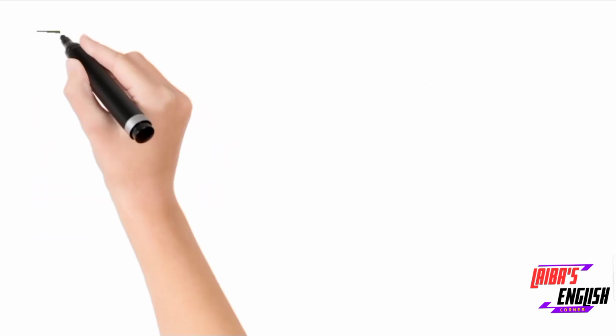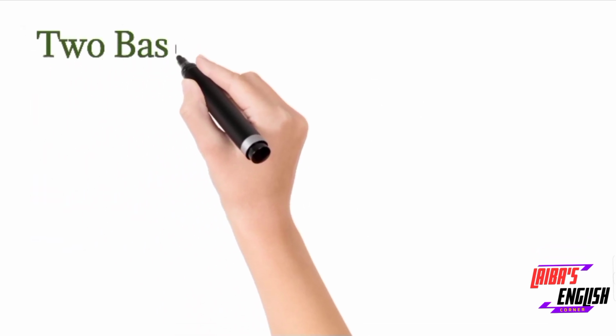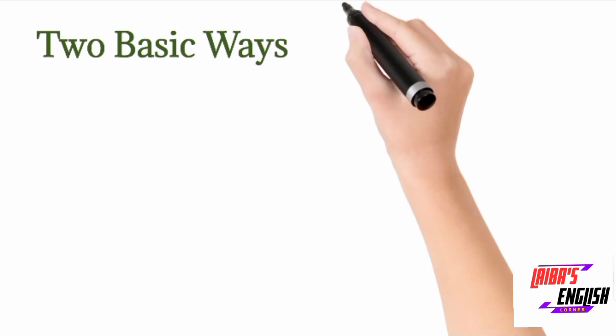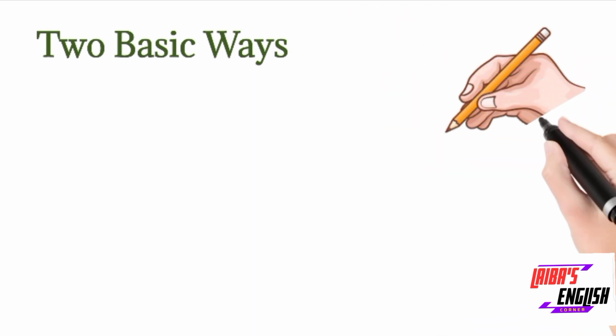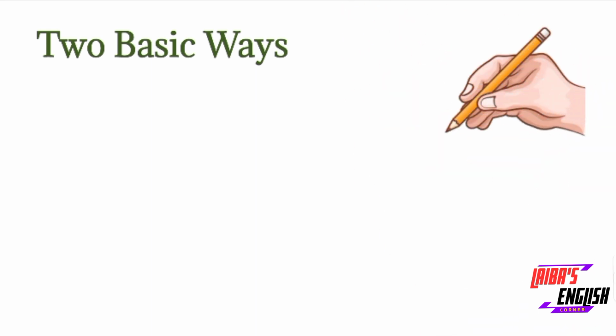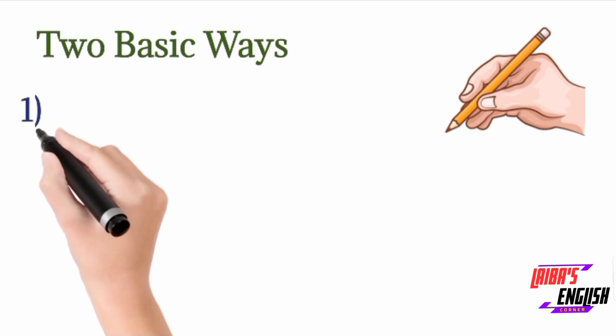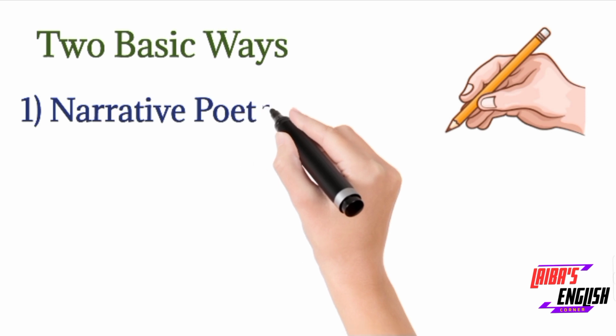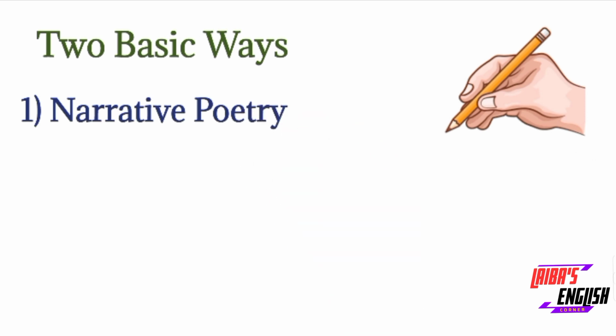Now we will move forward to our next topic, which is two basic ways to write a poem. Basically, it can also be included in the different types of literature, but we are taking it separately. Basically, there are two basic ways to write a poem. Number one is narrative poem or narrative poetry.